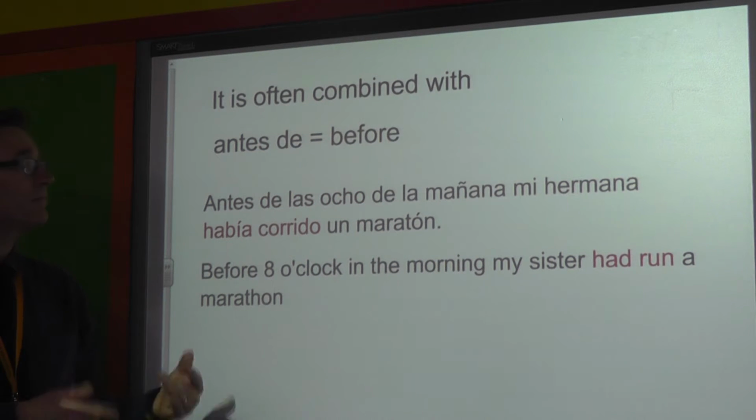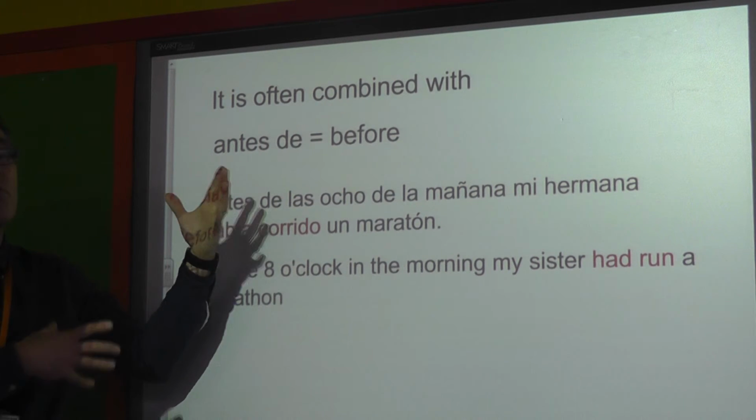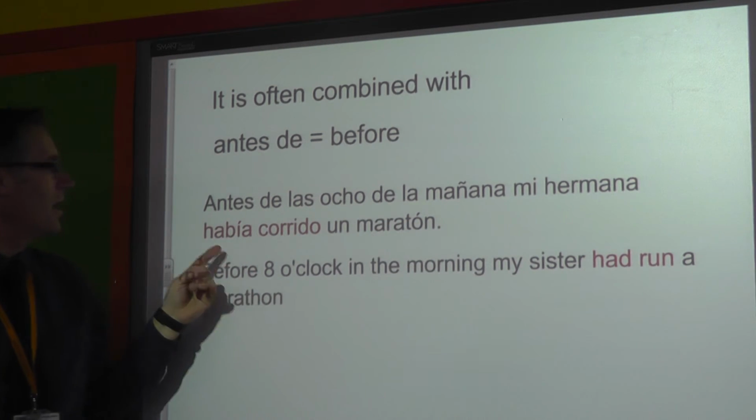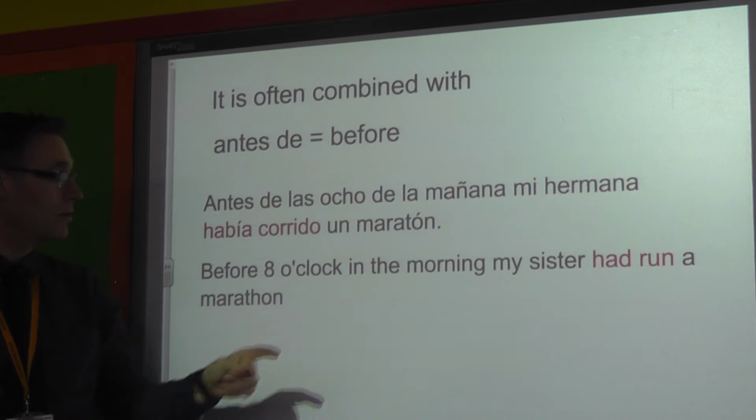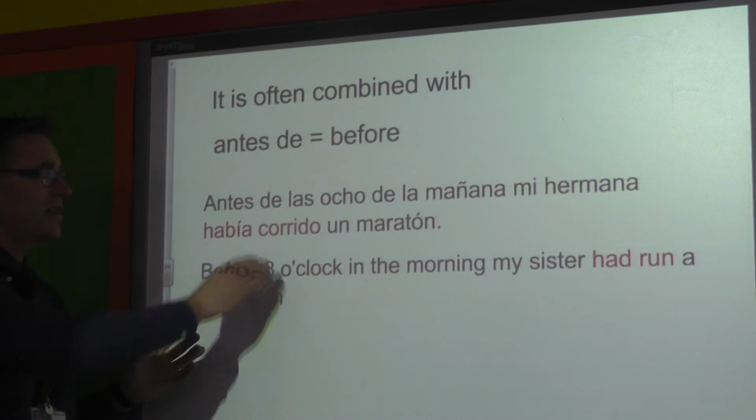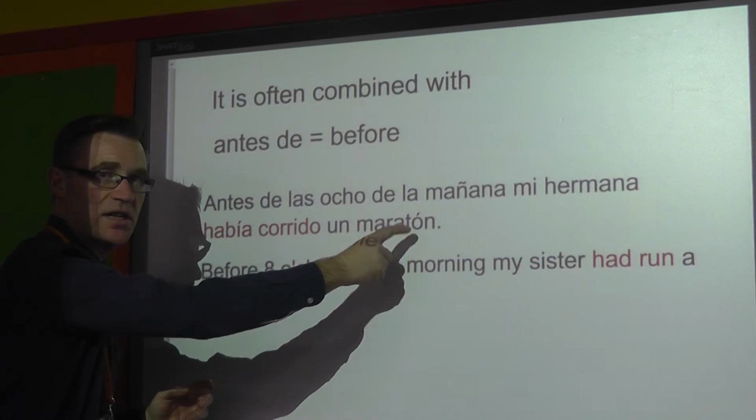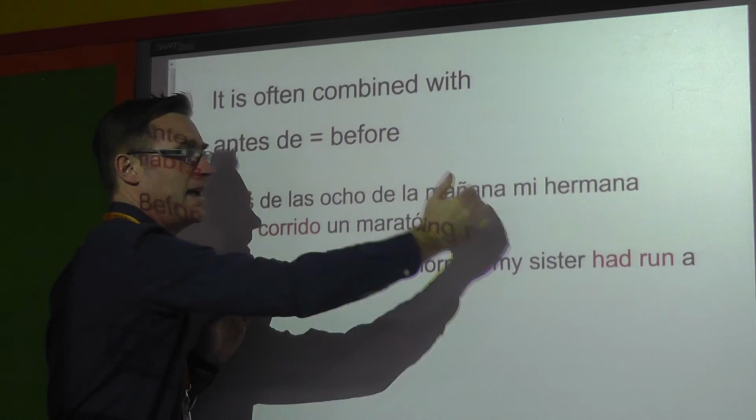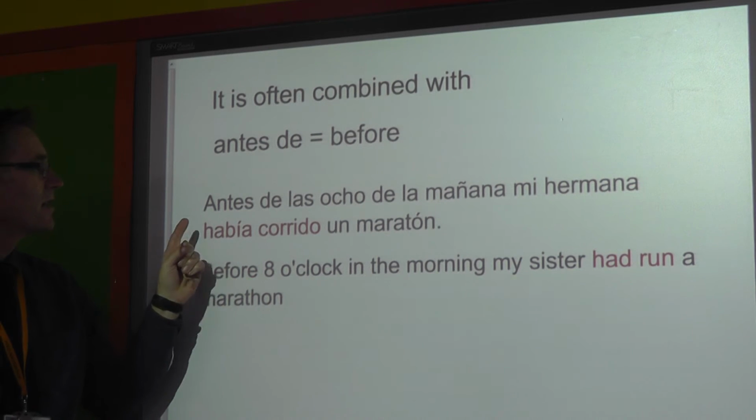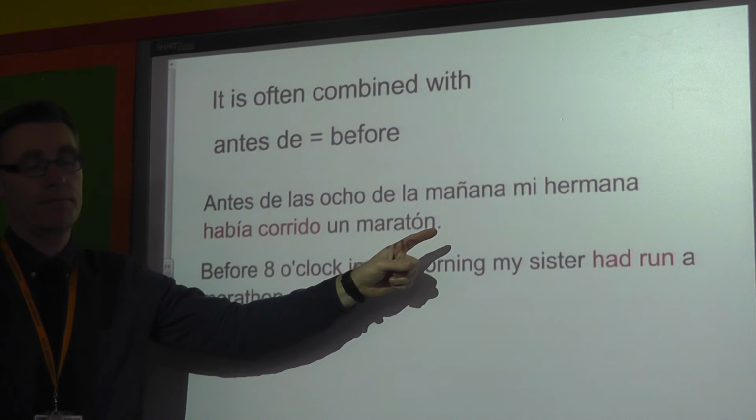So, some examples, often used or combined with antes de, so before, or anteriormente, prior to. Antes de las 8 de la mañana, mi hermana había corrido un maratón. Before 8 o'clock in the morning, my sister had run a marathon. So here's the time, this is the activity, but this activity had taken place before this time. So we're further on, moving towards the present when we say this. Antes de las 8 de la mañana, mi hermana había corrido un maratón.